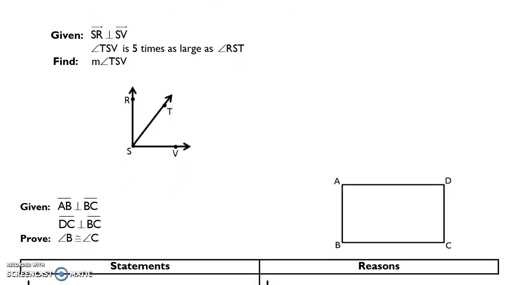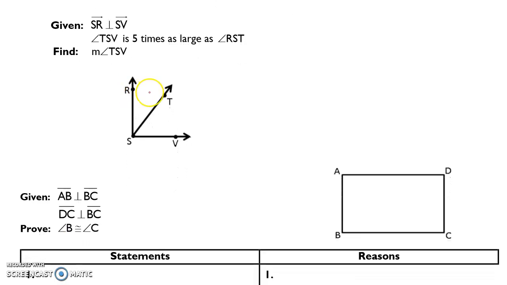In this diagram, we're not going to necessarily do a proof, we're going to do some algebra. We are given that ray SR is perpendicular to ray SV, which allows me to conclude that it's a 90-degree angle. I'm going to outline some stuff up here. And then I'm given that angle TSV is 5 times as large as angle RST. I don't know what either angle is, but if I call this angle x, then angle TSV is 5x, 5 times as large as x. So this is 5x and this is x.